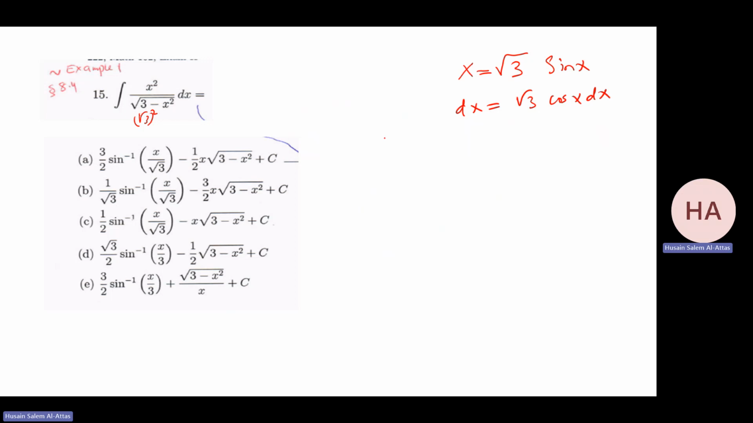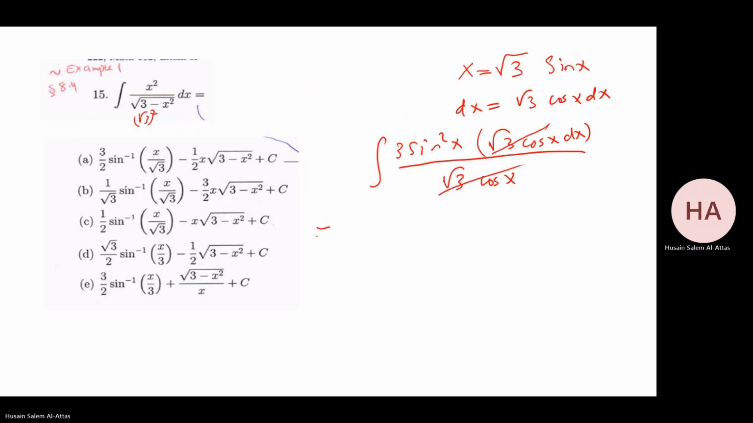Plug in the numbers. I have x square, that gives me 3 sine square theta. That will be 3 cosine theta, because 3 square root of 3 cosine theta d theta. In the denominator, if I substitute square root of 3, that gives me square root of 3 cosine theta. So this is cancelled with this. I have 3 out. For sine square, I'll use the double angle idea, or cosine.